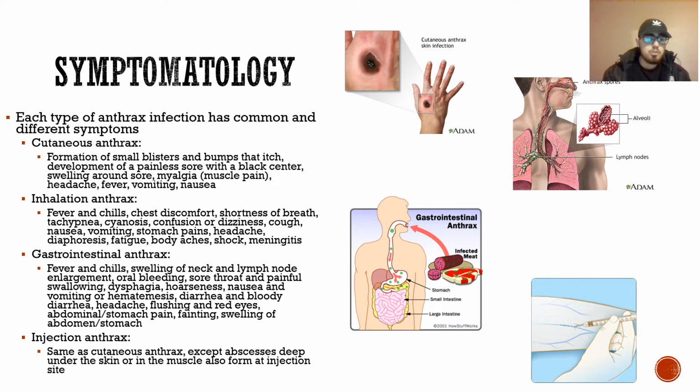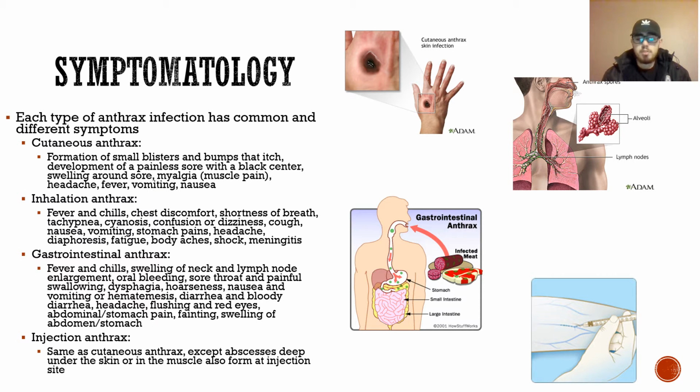Next, we move on to gastrointestinal anthrax, which relates to the GI tract. Fever and chills, swelling of the neck and lymph node enlargement, oral bleeding, sore throat, and painful swallowing, dysphagia, which is difficulty swallowing, hoarseness, nausea and vomiting, or hematemesis, which is bloody vomiting, diarrhea and bloody diarrhea, headache, flushing and red eyes, abdominal stomach pain, fainting, and swelling of the abdomen or stomach.